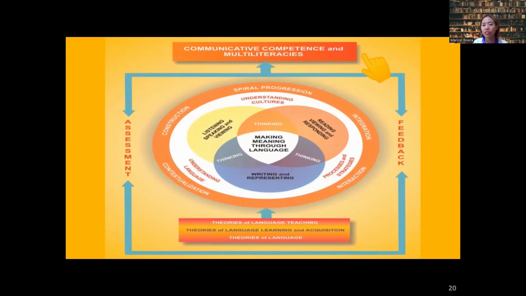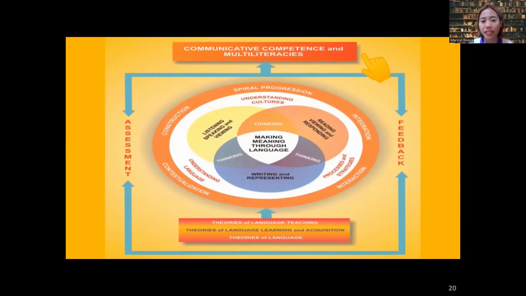And then we have contextualization, like translating the topics into the students' context. And then, of course, construction. And then what we can find in the inner circle is that you need to understand language, we need to understand the culture, and we also need to have the processes and strategies as teachers. And our macro skills are being developed: listening, speaking, and viewing. We do have reading, viewing, and responding, writing, and representing.